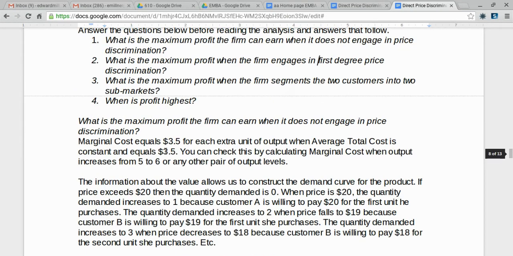The first thing I do is I figure out what marginal cost is. Marginal cost is equal to 3.5 for each extra unit of output when average total cost is constant and equals 3.5. Whenever average total cost is constant, marginal cost equals average total cost. You can check this by calculating marginal cost when output increases from 5 to 6, or you can use any other pair of output levels. You'll always get marginal cost is equal to 3.5.